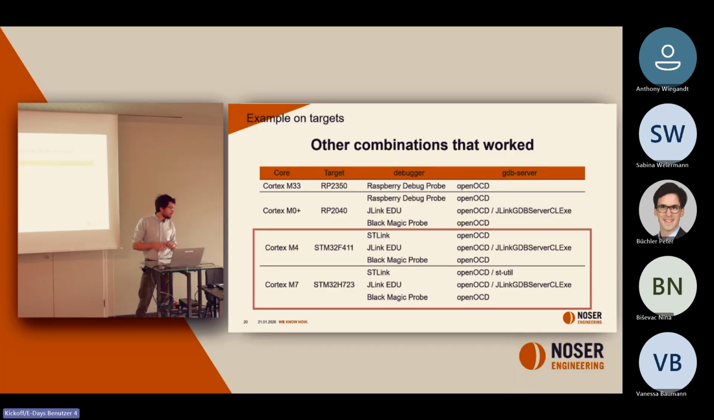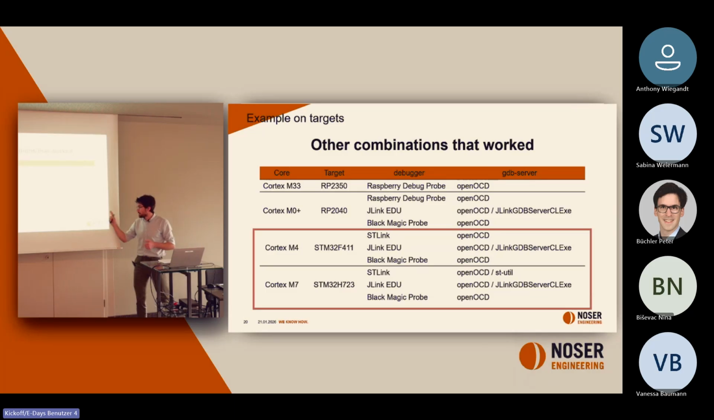One I really want to show you is the Blackmagic probe, because it's open source. You have all the documentation accessible on the internet. You can also take the PCB and make it yourself. You can also take the source code and flash it on an old STM32F4 Nucleo board and use the Nucleo board as a debugger. It's possible. They explain how to do that.